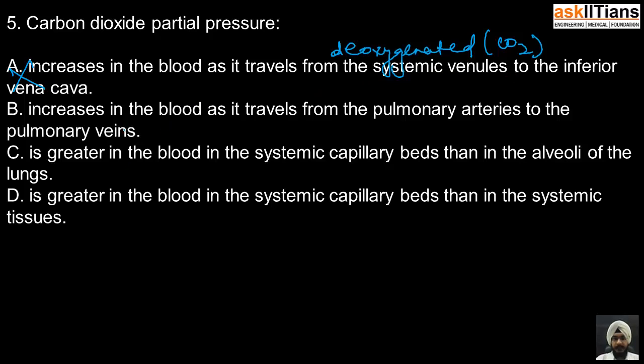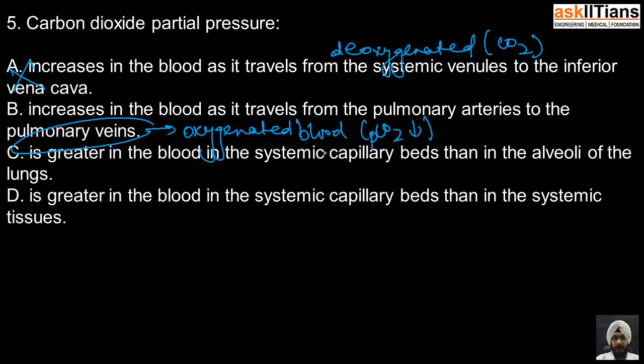The next one says it increases in the blood as it travels from the pulmonary arteries to the pulmonary veins. This is also incorrect, because pulmonary veins are carrying mainly oxygenated blood, which means the carbon dioxide partial pressure should decrease rather than increase. So this option is also incorrect.